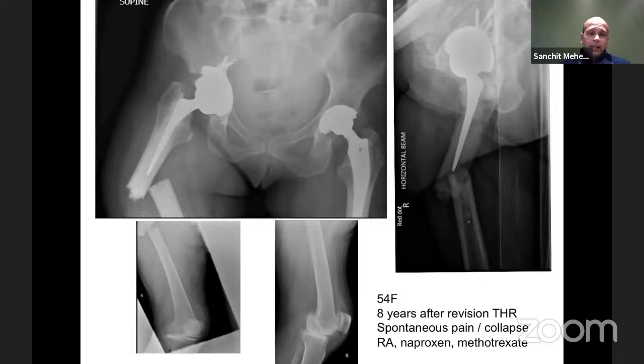So this is, again, this would be distal to the stem, but what I'll bring your attention to is here, the cement extends a long way further. So this is the bit that I was talking about, that although you would consider this possibly as a type C fracture, it's actually a B2. Okay? The bone stock is okay. This is a young patient, 8 years after revision total replacement. You can see the acetabular augmentation that has been done. Rheumatoid arthritis, so spontaneous pain and collapse.